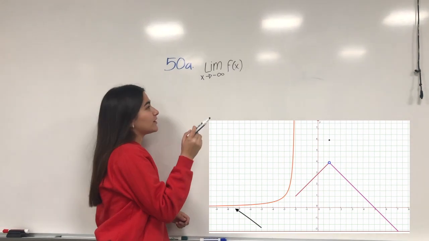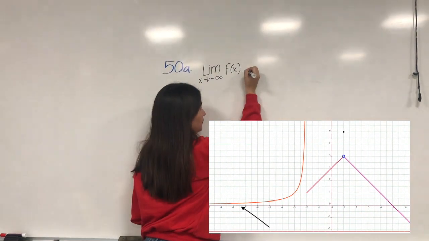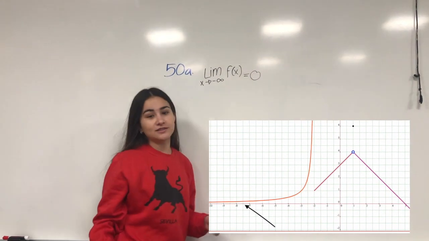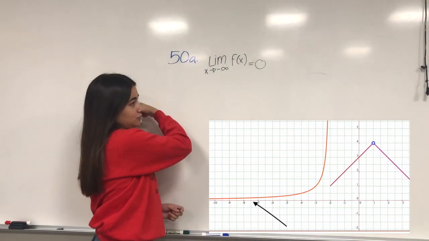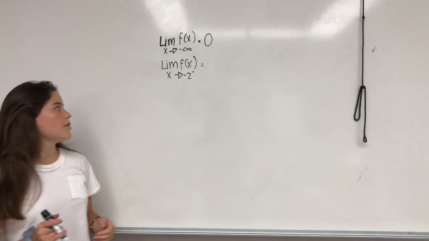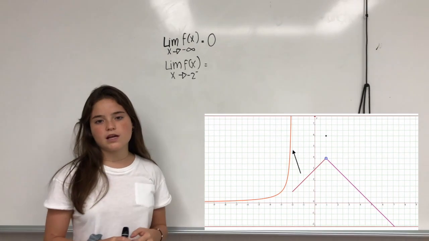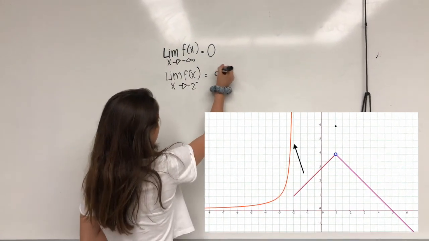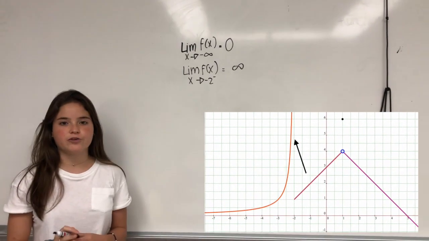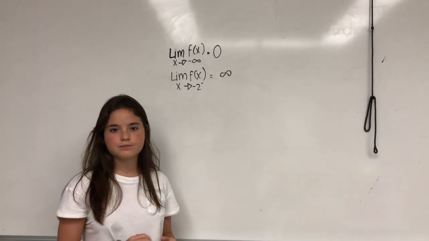So the limit of f of x approaching negative infinity is 0 because the orange line does not touch a 0 and it goes into negative infinity. The limit of f of x approaching negative 2 from the negative side is infinity because negative 2 is the vertical asymptote and the line goes all the way up.